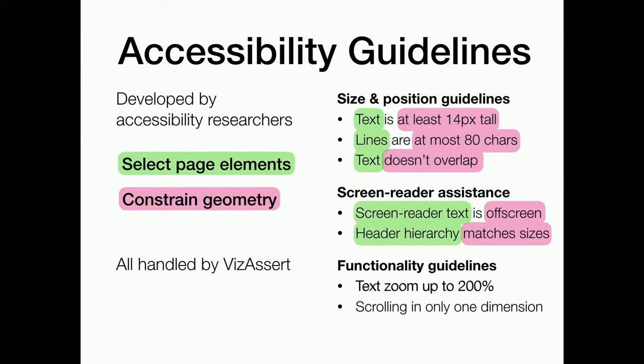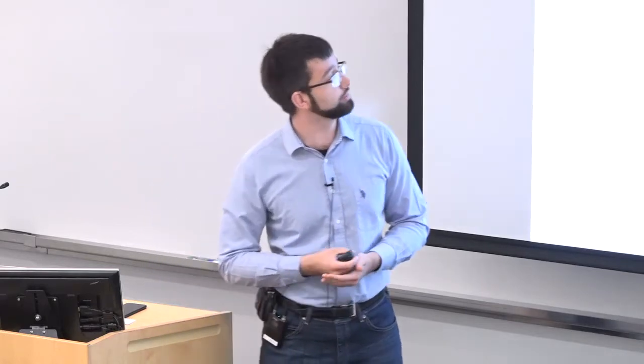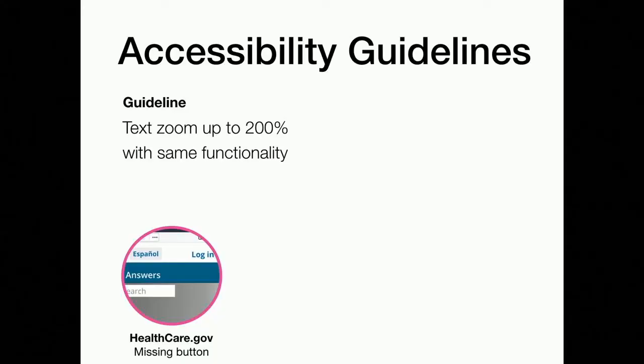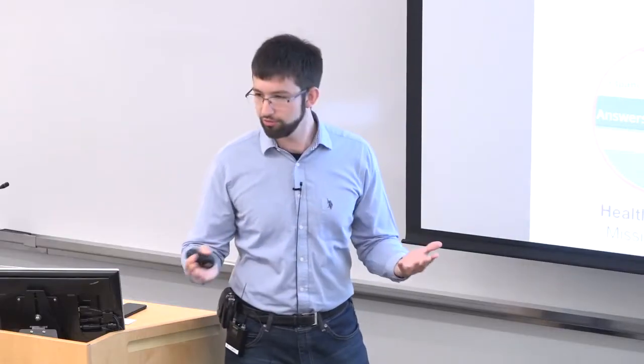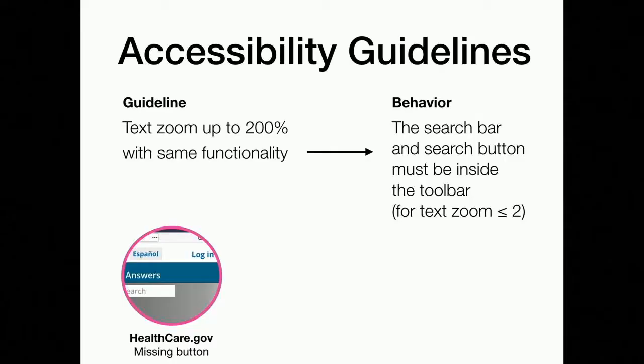Now, I know I haven't highlighted any of these functionality guidelines down here, but let's dig into one of those a little bit further. So let's look at this text zoom property. The guideline says that you should be able to zoom text up to 200%, twice the size, while maintaining the same functionality. So for healthcare.gov, what is this functionality that we're talking about? Well, I guess it's searching the page. So we might say that the guideline can really be translated into this behavioral description, which is that the search bar and the search button should be inside the toolbar.